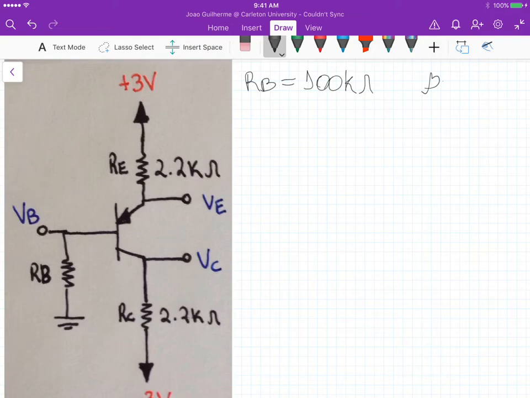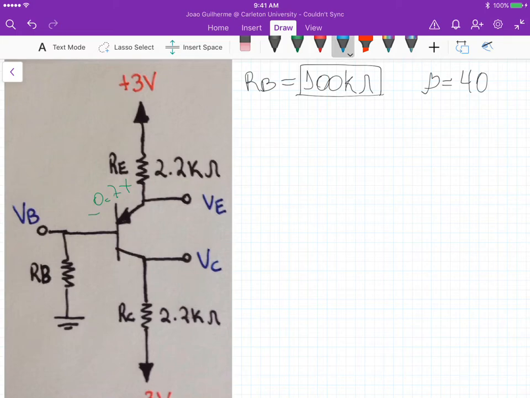But beta is still 40. So we are just changing the value of RB, okay? And the analysis of this problem is just the same as we did in part A. We have just changed the value of RB here to 100K. So again, we assume active mode operation. We still have this 0.7 here.